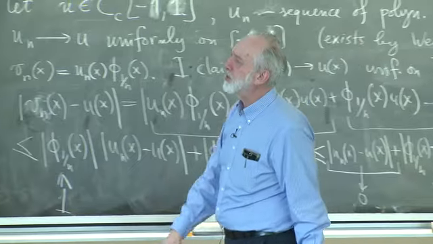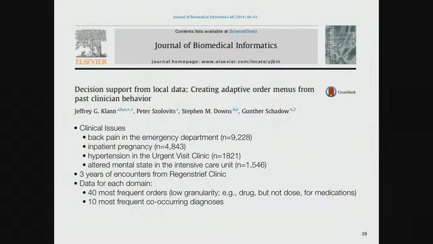And what he did was he focused on 4 different clinical issues. So one of them was an emergency department visit for back pain, pregnancy, so labor and delivery, hypertension in the urgent visit clinic.